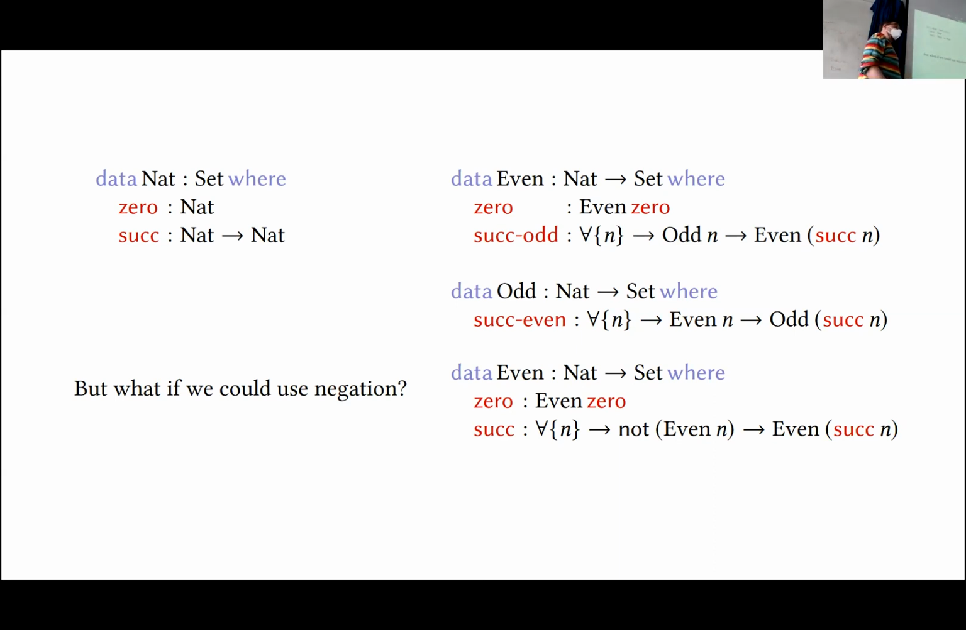what if we could use negation in our data types? What if we could say, instead of defining this extra concept of oddness, which we didn't want to talk about, that the number is even if it's either 0, or if its predecessor is not even? So how can we make sense of a data type definition like this? What does this not here actually even mean? So this is what I'm going to try and cover in this talk after a few more examples.